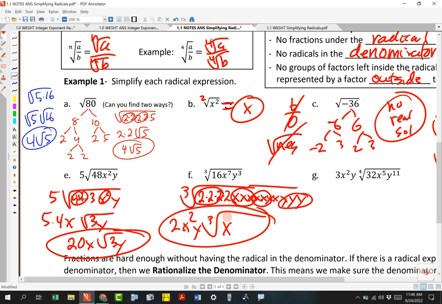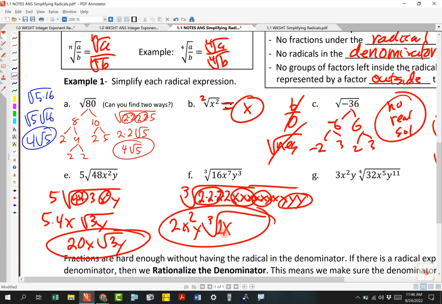Okay, watch. I need you looking up here. Cube root, we're looking for groups of 3. That's 4 2's. How many groups of 3? 1, with 1 left over. That's why there's 1 on the outside. Oops, I didn't put the 2. That's not very dramatic. Okay. 4 2's, group of 3, 1 on the outside, 1 stuck on the inside.